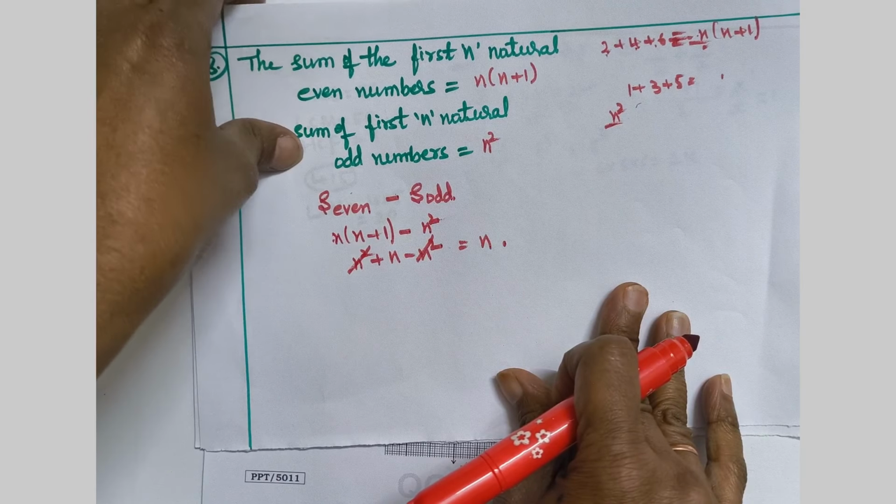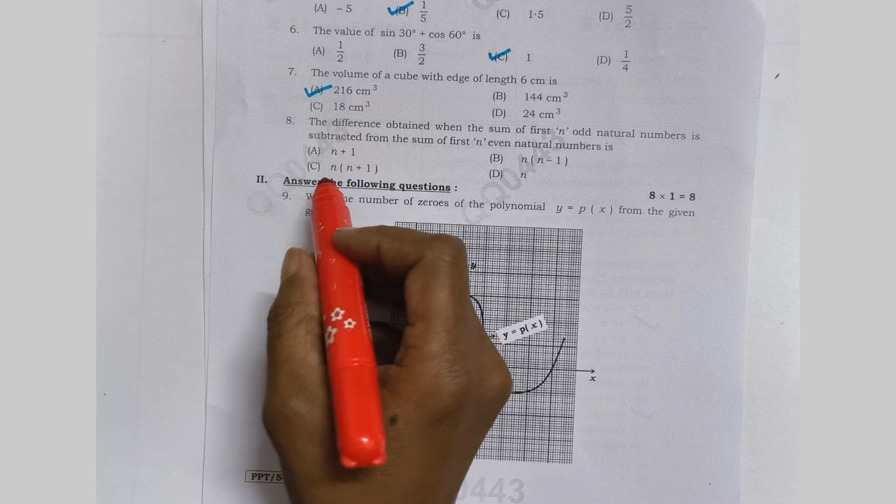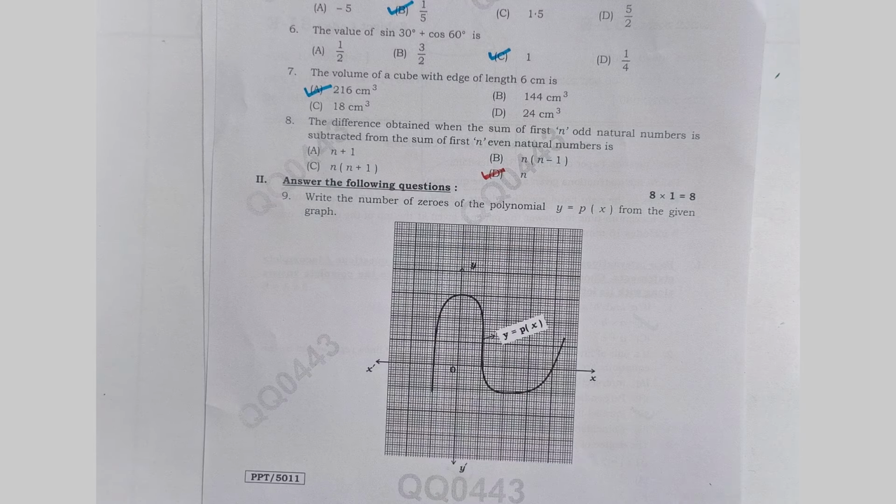See beta, which one is the n option? See here, n, where is it? Option D is the correct answer.